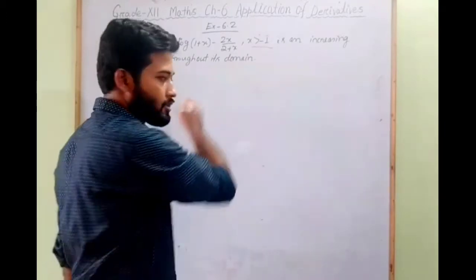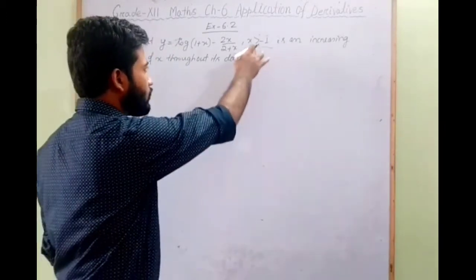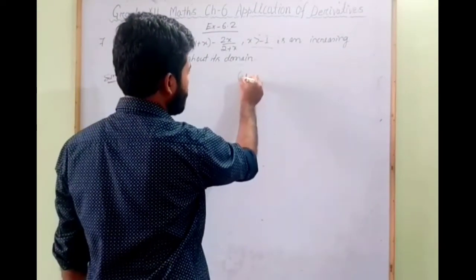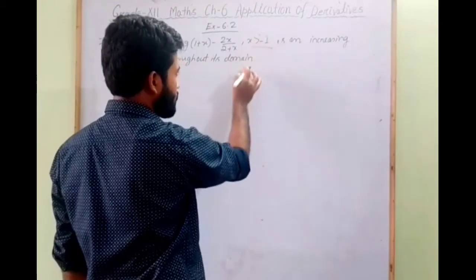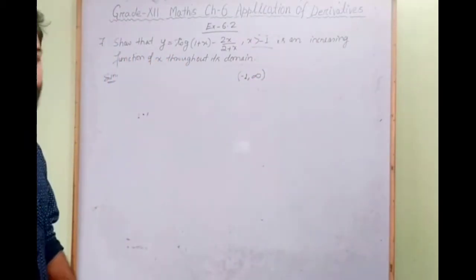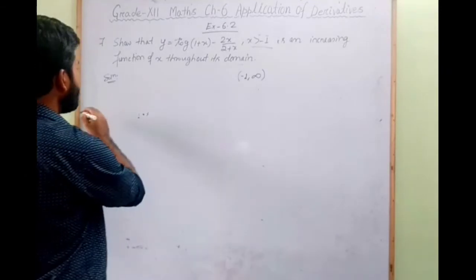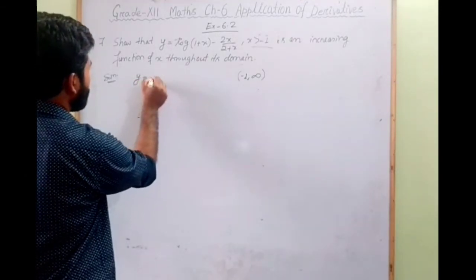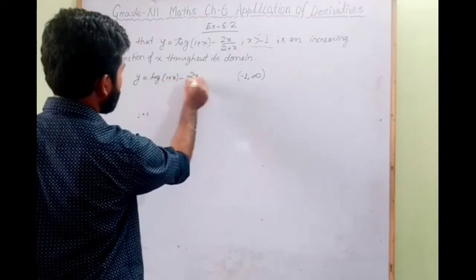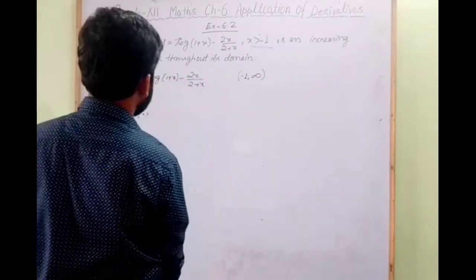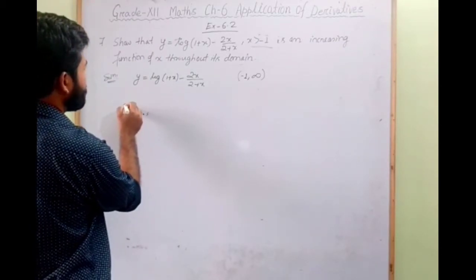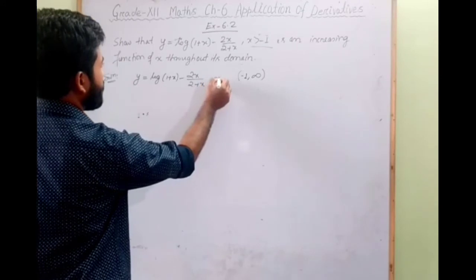At first, what is its domain? Here they have considered all the real numbers that are greater than minus 1. So its domain will be the open interval minus 1 to infinity, and infinity is always written with an open interval. Okay, so here y is log of 1 plus x minus twice x by 2 plus x, where x belongs to this.